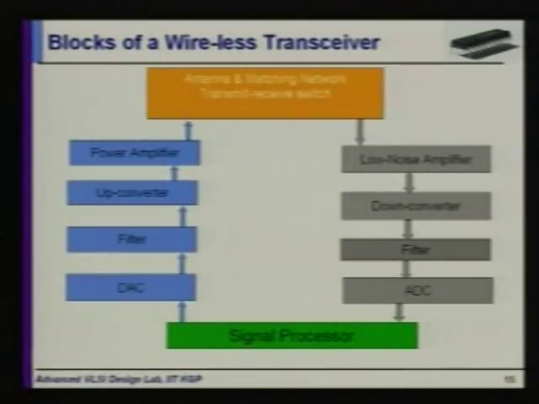There is a switch. Now there is a transmitter part and a receiver part. In the transmitter part, the signal processor is common. Here we have a signal processor, then a digital to analog converter. We filter it, up convert it, amplify it, and then transmit. In the receiver, there is something called a low noise amplifier. If you are interested, look it up. Then a down converter, filter, and ADC. ADC is a simple analog to digital converter, then the signal processor. So this is the whole chain.